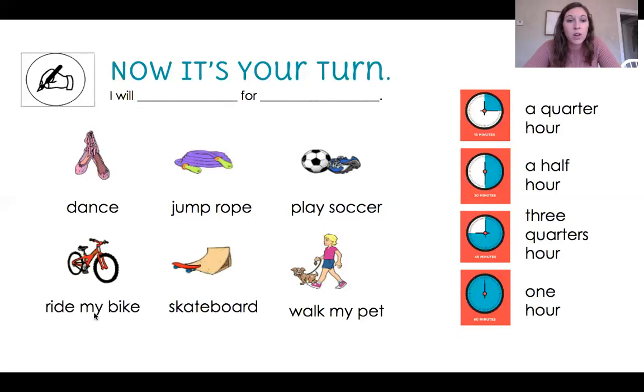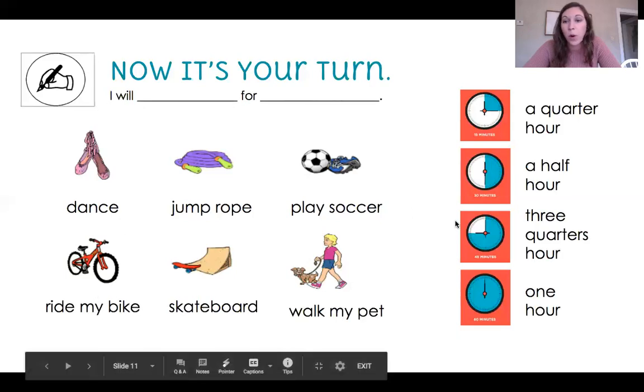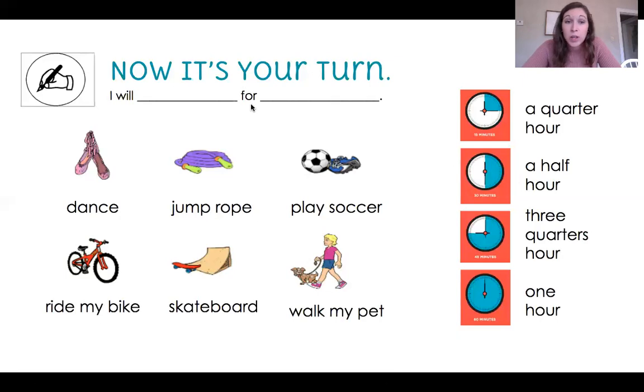I will ride my bike for a half hour. You might only pick one activity, or you might pick many activities. So you might only write one sentence, or you might write many sentences. Be sure that all your activities add up to 1 hour or 60 minutes. I want you to press pause on the screen right now so that you can write your sentences.